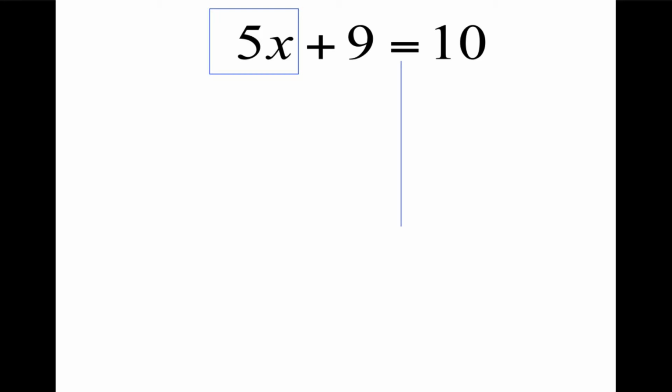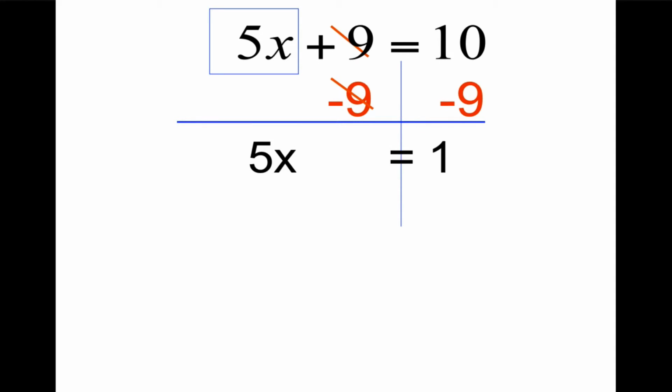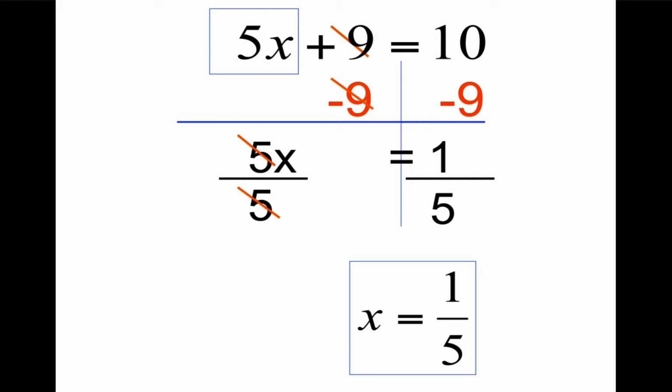Step 1, add or subtract. Subtract 9 on each side. Positive 9 and negative 9 cancel, and we're left with 5x equals 1. Last step, divide both sides by 5, because 5 divided by 5 equals 1. So we got 1x, or just x, equals 1/5. And that's your answer.